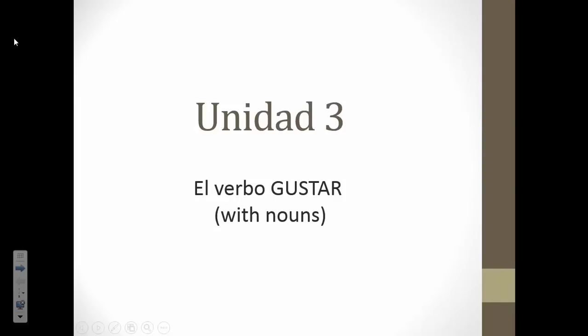You know about gustar, we've talked about it before, so we're going to do a little review about how to use gustar in the way we've already learned, and then we'll talk about how to use gustar with nouns, which is a little bit different than what we've done before. So make sure you have your note guide with you, a pencil, and your textbook.